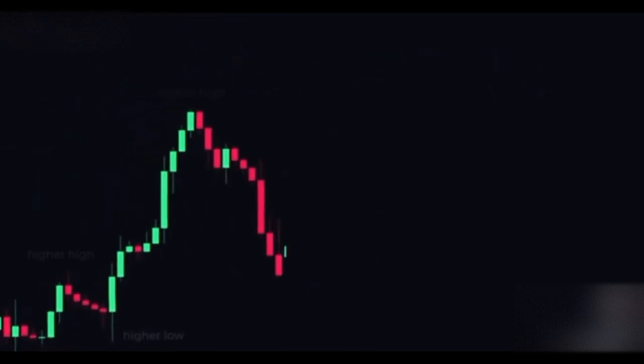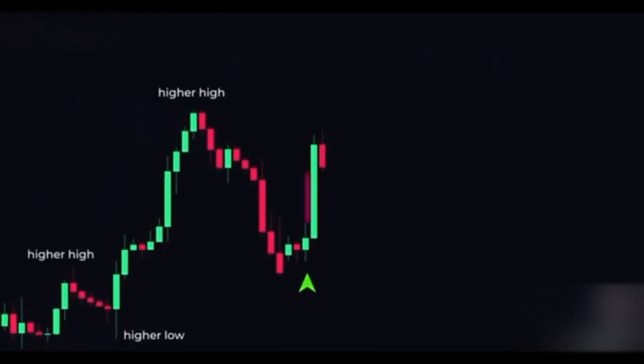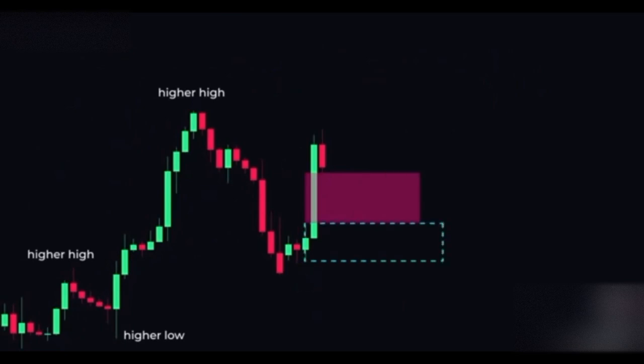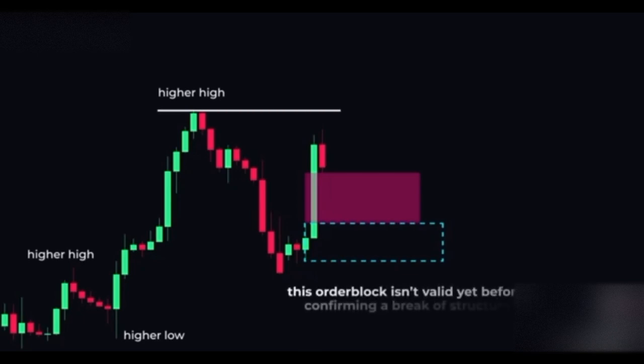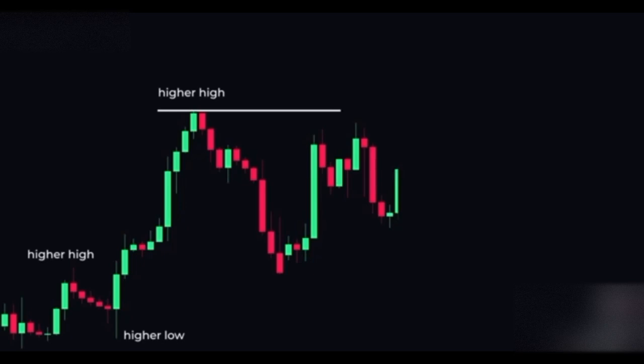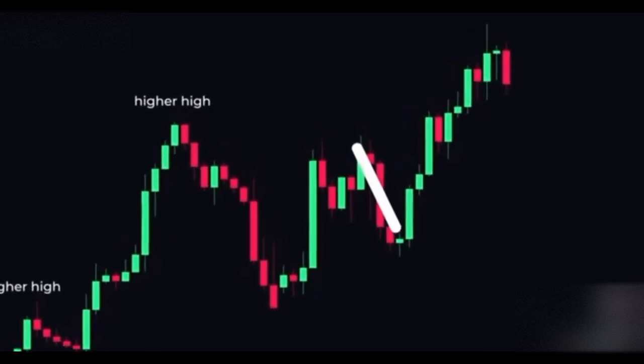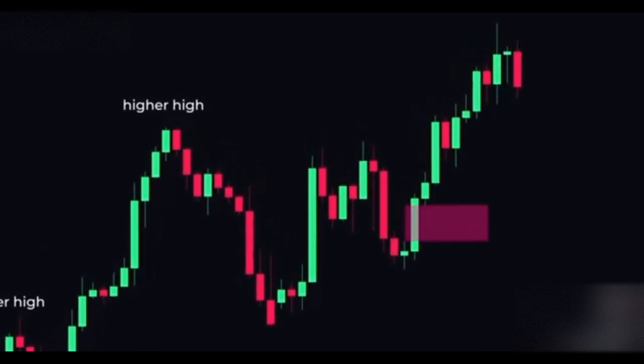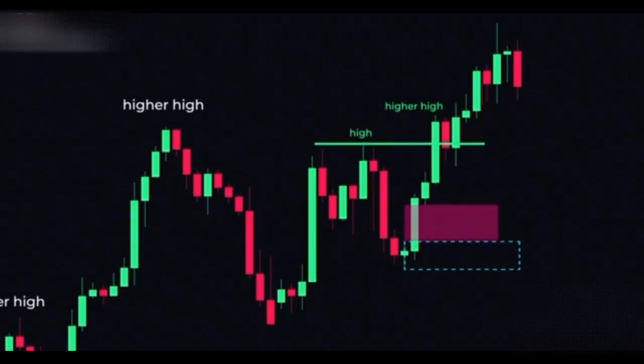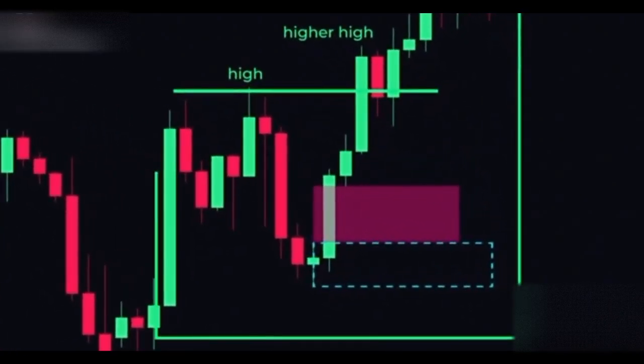Here we see a significant upward movement, coupled with inefficiency, suggesting a possible order block. However, since the price hasn't formed a break of structure yet, this order block isn't valid at this point. After some time, we notice the price moves downward and then back up, forming another inefficiency, indicating another possible order block. This time, the price does form higher highs, but it's within a smaller structure.